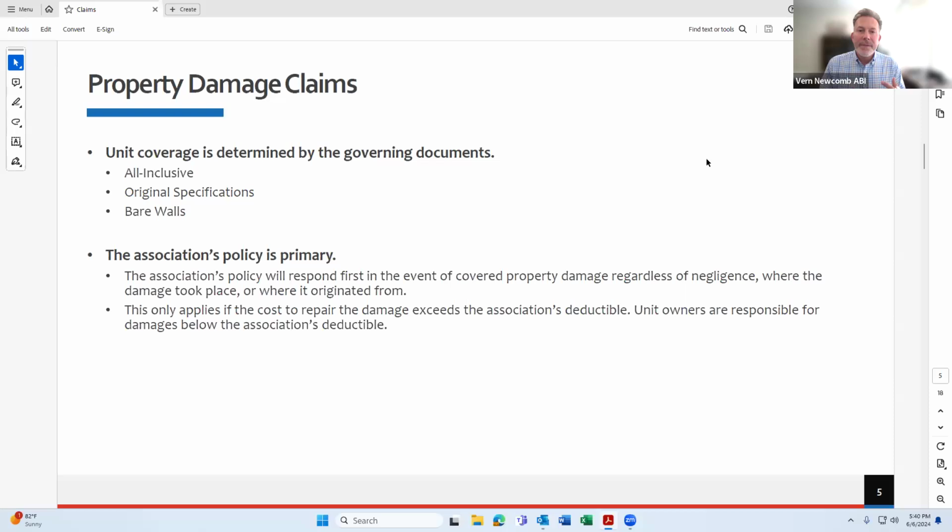In the event of, say, a water damage claim, we'll say a pipe failed around a toilet and did $75,000 worth of damage to a unit. It's on an all-inclusive policy. So the way that claim would be adjusted is the association's policy would pay $25,000, and then that $50,000 deductible would typically be the unit owner's responsibility. When I say typically, that's usually 99% of the associations that we see out there.